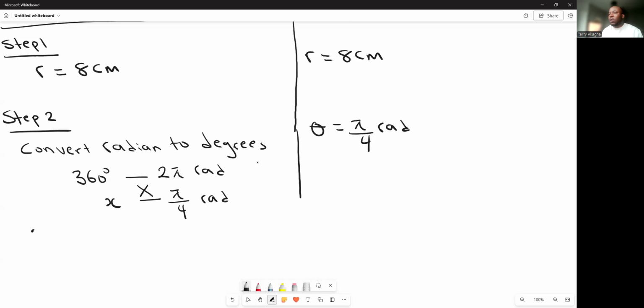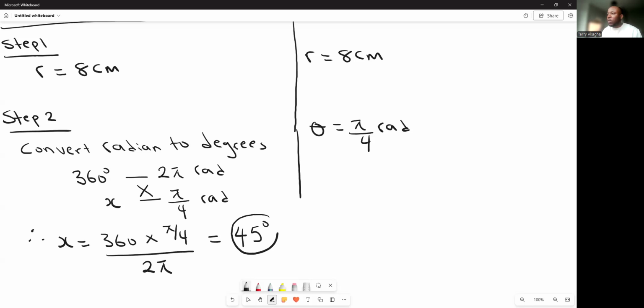So therefore, X is going to be 360 multiplied by what? Pi over 4 divided by what? 2 pi. Okay? And when you press your calculator, it's going to give you 45 what? Degrees. So that means if I'm working with degrees, what I'm going to use as my theta is going to be 45 degrees. But if I'm working with radian, I'm just going to use pi over 4 radian straight up. Okay? Good. So the first thing you have to know if you're working with degrees or radian, and then you have to convert accordingly, okay?